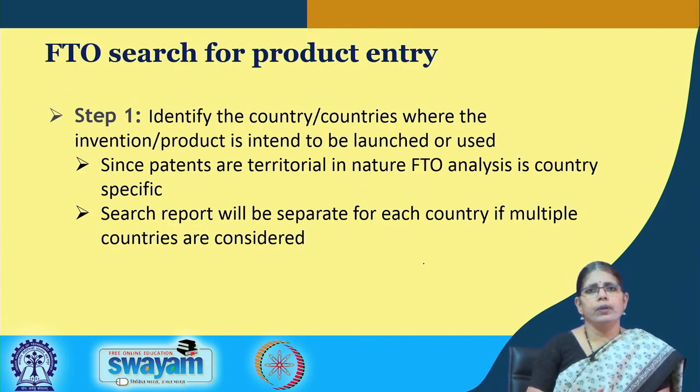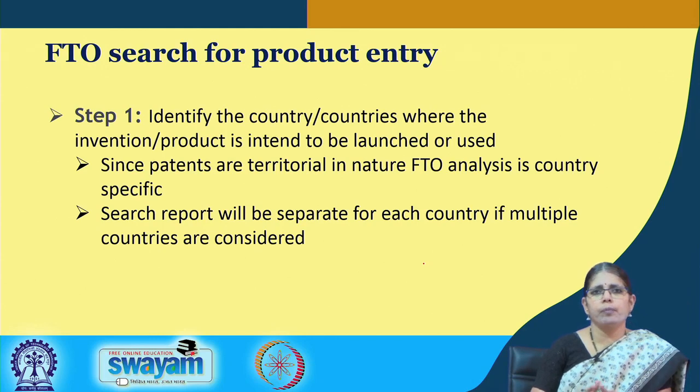So, when we look at the FTO search at a late phase, that is when we are looking at the product entry into the market, there are several steps involved in doing the FTO search. Now, let us examine each of these steps and understand the nuances of each of these in relation to the search. The first step is to identify the country or the countries where the product is intended to be launched or used. So, you are looking at select geographies where you want to bring the product into the market.